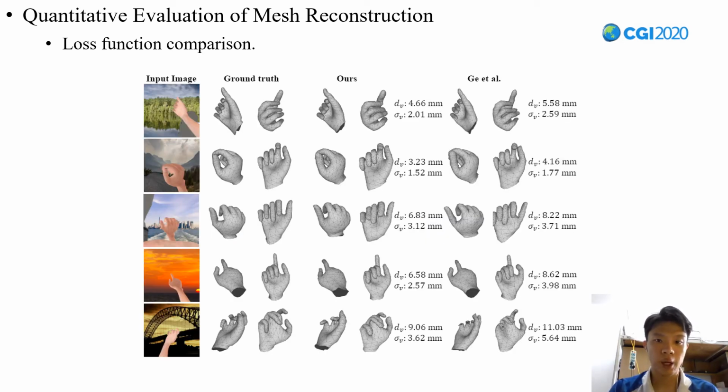This page shows some comparative examples about the loss function between ours and Ge et al. Clearly, the model trained by our loss is able to reconstruct better 3D hand meshes, and our rotation invariant loss term can preserve the shapes of the hand better, undergoing large rotations of hand fingers.